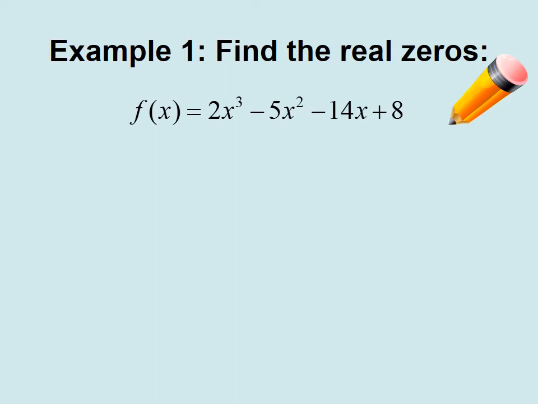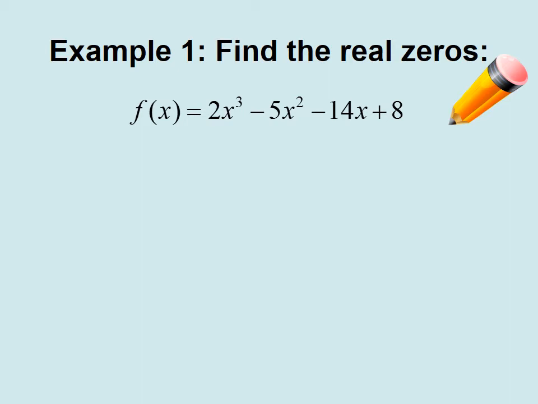Let's take a look at this first example. Here we have the function f of x equals 2x cubed minus 5x squared minus 14x plus 8. It's got 4 terms, so my first inclination is to do factor by grouping. But if I try that process, it won't work out because this polynomial as it is is not factorable. So that is why we are going to explore this process. Let's start off by finding the real zeros.